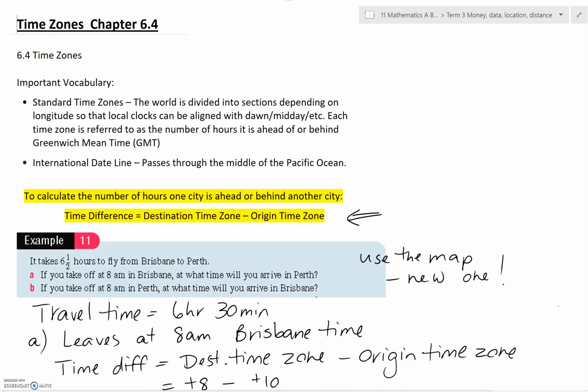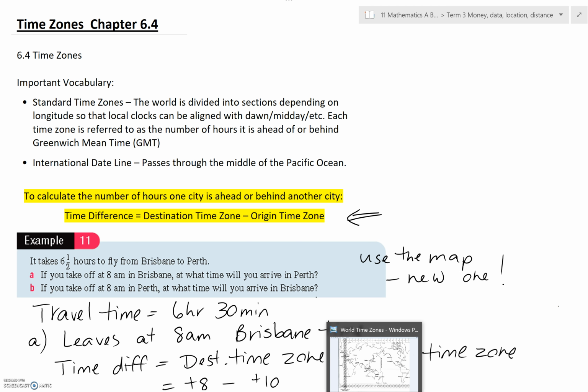So we've got what's called standard time zones, where the world is divided into sections depending on their longitude. The reason it's done is so that clocks in certain areas can be aligned or made the same. Each time zone is a certain number of hours ahead or behind Greenwich Mean Time. So remember when I showed you the PowerPoint, or when you should have looked at the PowerPoint, the Greenwich Meridian is where time starts. And we've got an international dateline as well, and that passes through the middle of the Pacific Ocean.